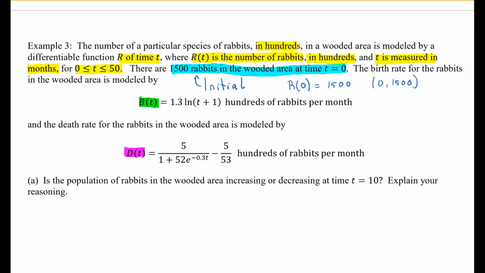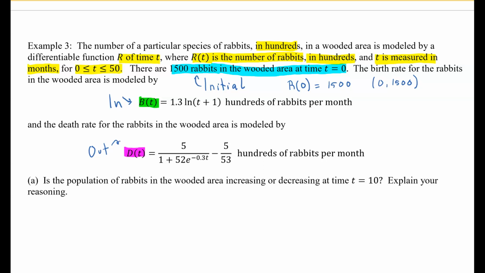And then they say, here's the birth rate. This is the rate in, right? If we have birth rate, rabbits are going to increase. And then the death rate. Here are rabbits going out. Rabbits going out.